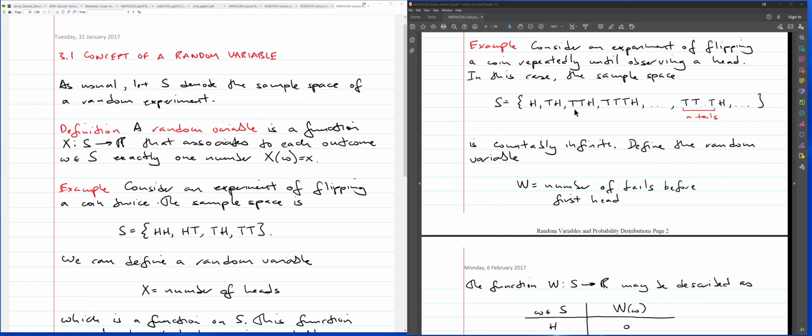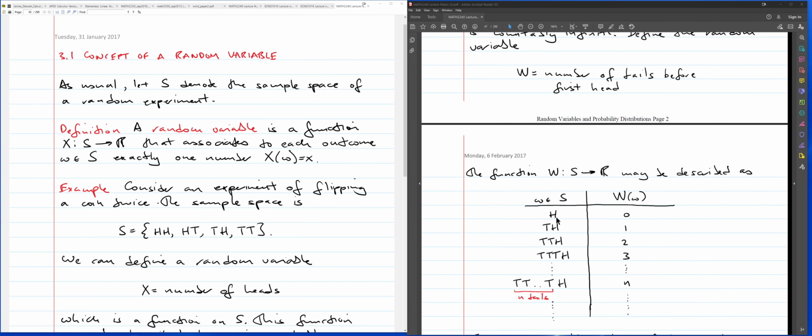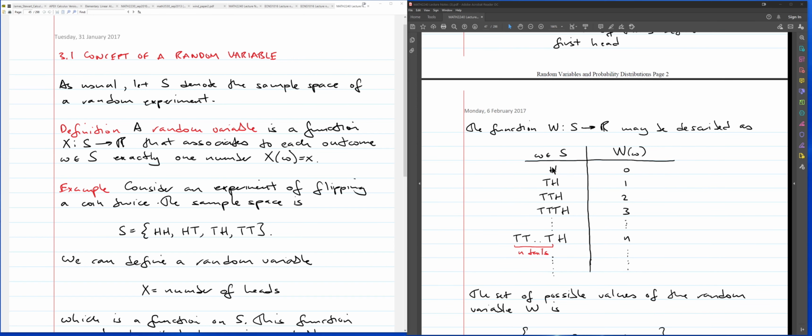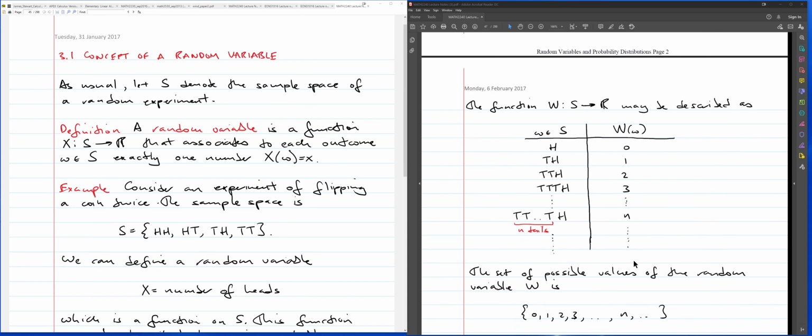And also this case with tail, tail, head, the random variable is the number of tails before the head, and the number of tails before the head here is in fact 2. The value of the random variable over here is 3. So the elements in your sample space we can list in this column. We can't list all, so we use these dots to indicate a pattern. Possible outcomes are head, tail head, 2 tails and a head, 3 tails and a head, and so on, and these are the corresponding values of the random variable.